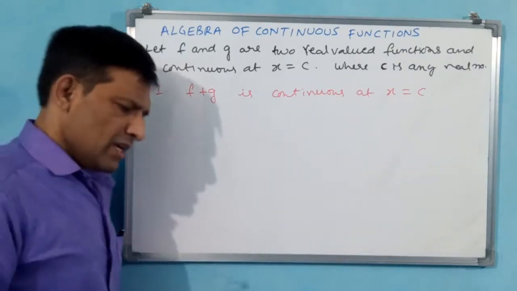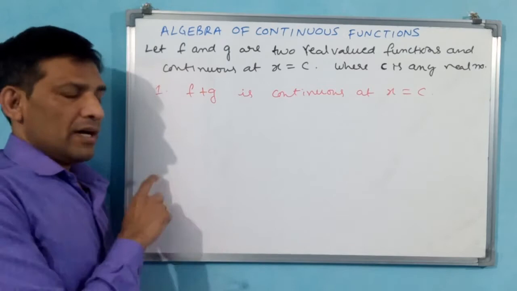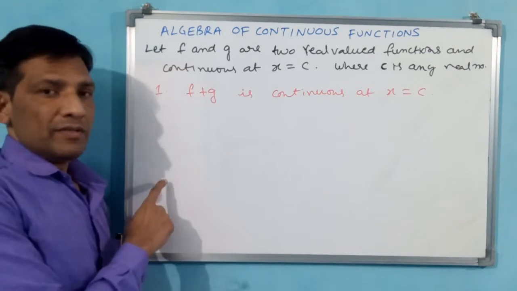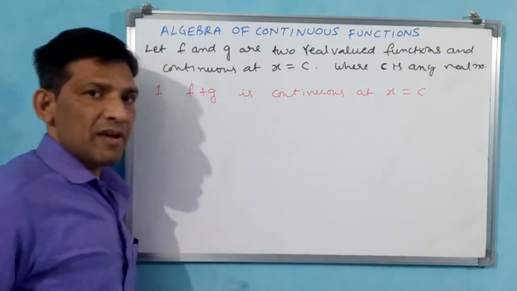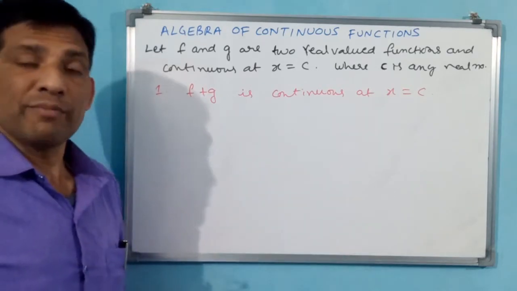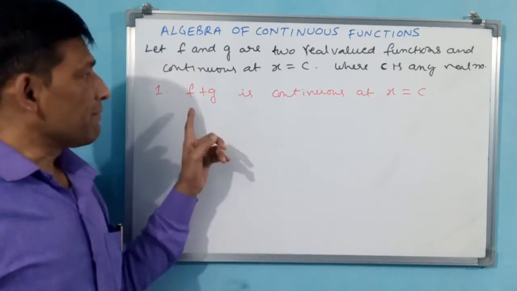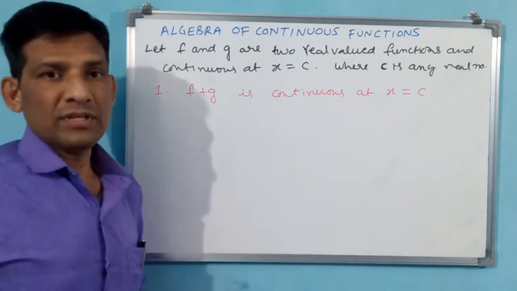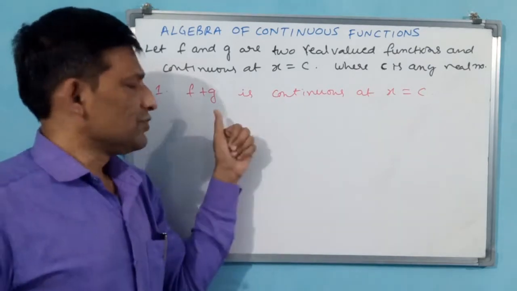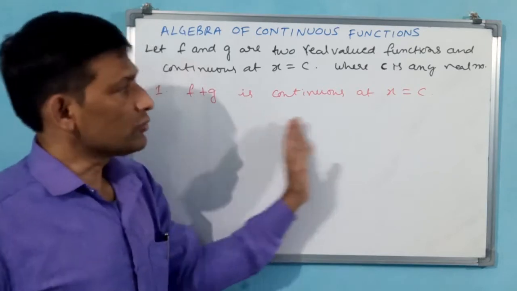Even normally, if f is continuous at x is equal to c, where c may be minus 2 for the time being, f may not be continuous at minus 3. Because f is continuous at minus 2 doesn't mean that f is continuous at minus 3 also. It may or may not be. That is very important. But definitely f plus g is continuous at x is equal to c. Let c be minus 2. f is continuous at minus 2, g is continuous at minus 2, and f plus g together is also continuous at minus 2.